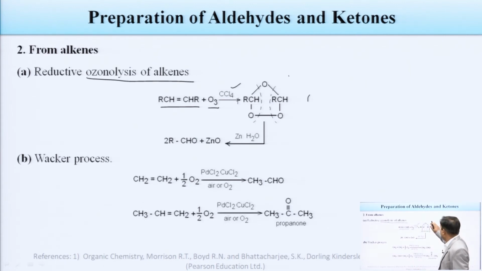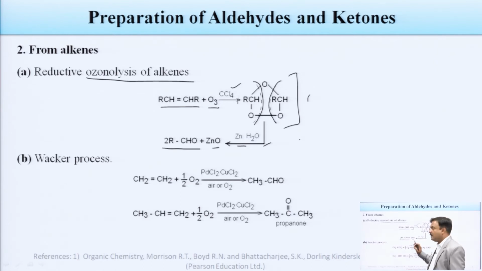So, you should know about this structure. This is ozonide, or we call it molozonide. So, this particular intermediate is obtained, and after getting this intermediate, these bonds are broken, and in the presence of zinc and water we are getting aldehyde along with zinc oxide. The next important method is the Wacker process.